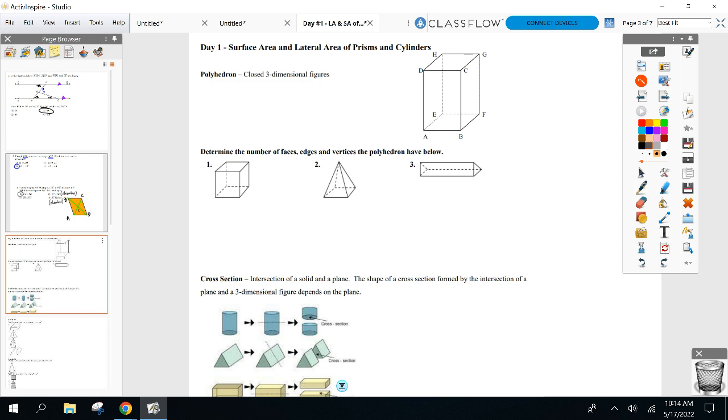There are three things on a polyhedron I need you to be aware of. The first is every polyhedron has faces. Not sides, we call them faces. So in this example, DHGC is a face. Just one of a couple on that polyhedron.